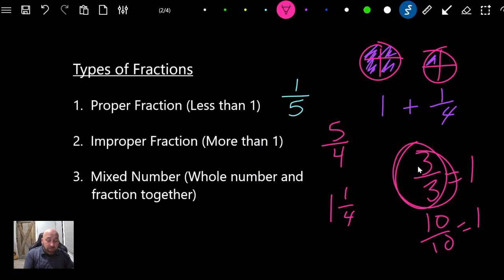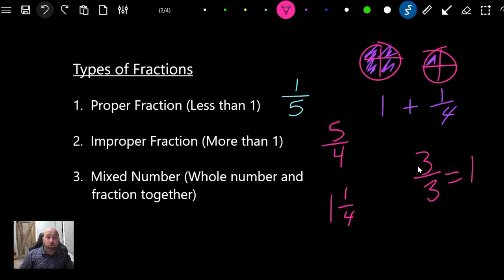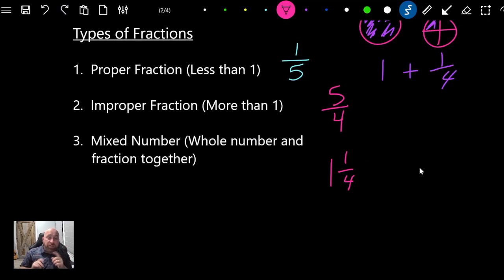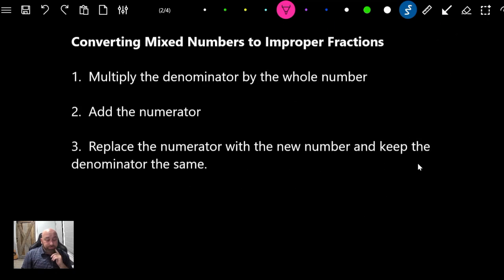These are actually called improper fractions as well. When you have the same number on top and the same number on the bottom, those are technically improper fractions as well as the ones where you have the bigger number on top than you have on the bottom. Okay, so proper fraction, little number on top, big number on the bottom. Improper fraction, big number on top, little number on the bottom. And then mixed number is where you have a whole number and a fraction together.